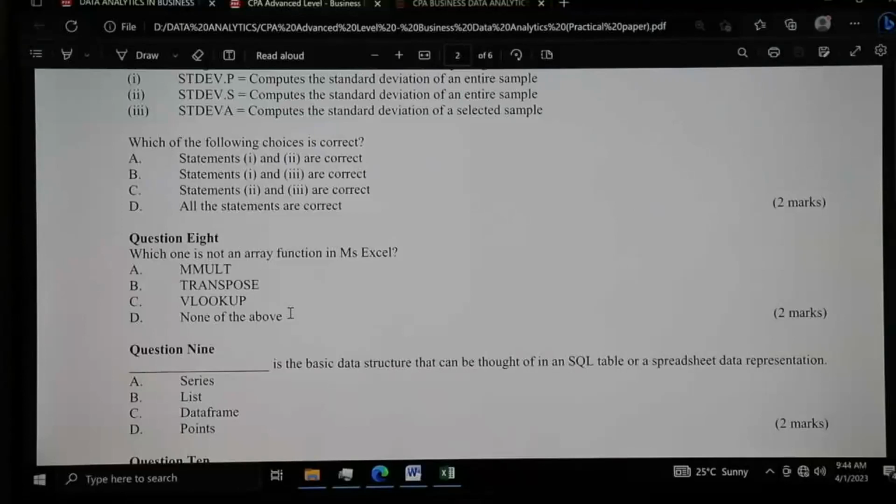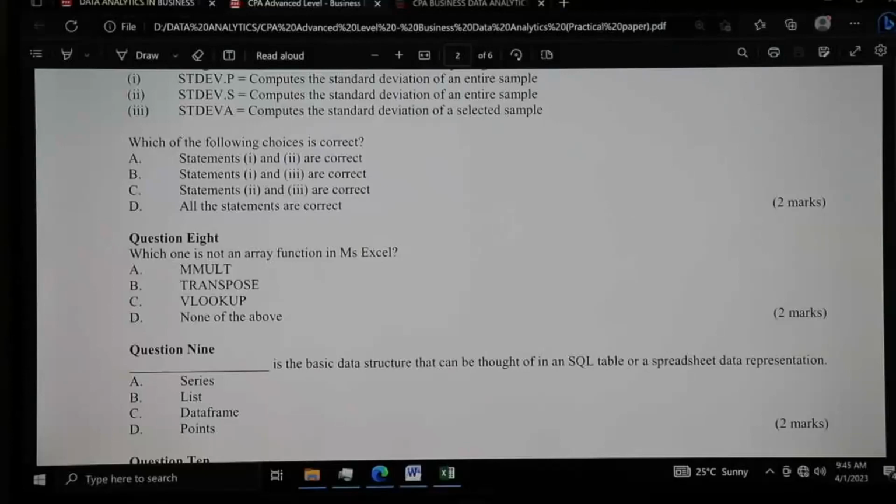Which one is not an array function in Excel? Yeah, then the answer is correct, because if we are told "is not" here, it means all of them are array functions in Excel. So none of the above is not an array function in Excel. Okay, now I get the concept. Yeah, it is okay, because none of them is not an array function in Excel.